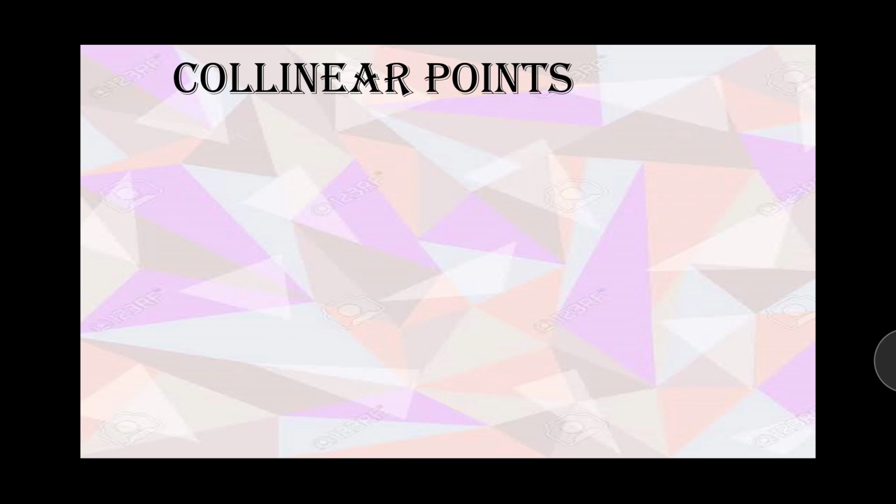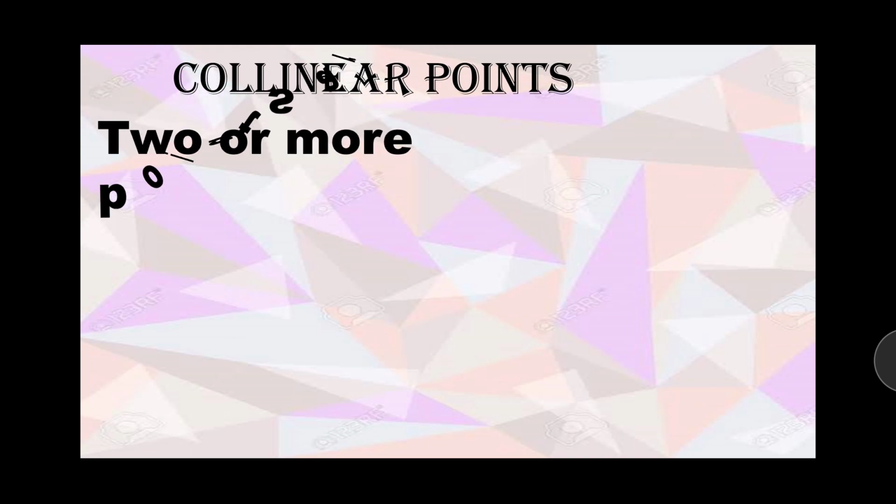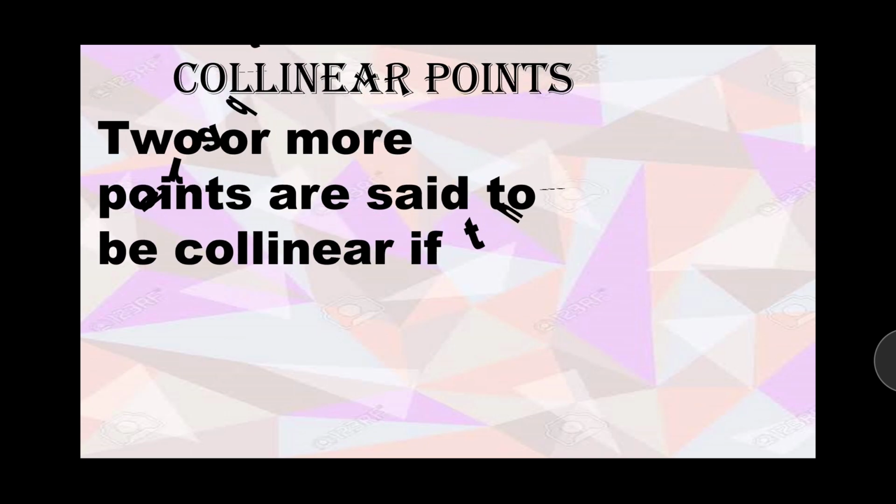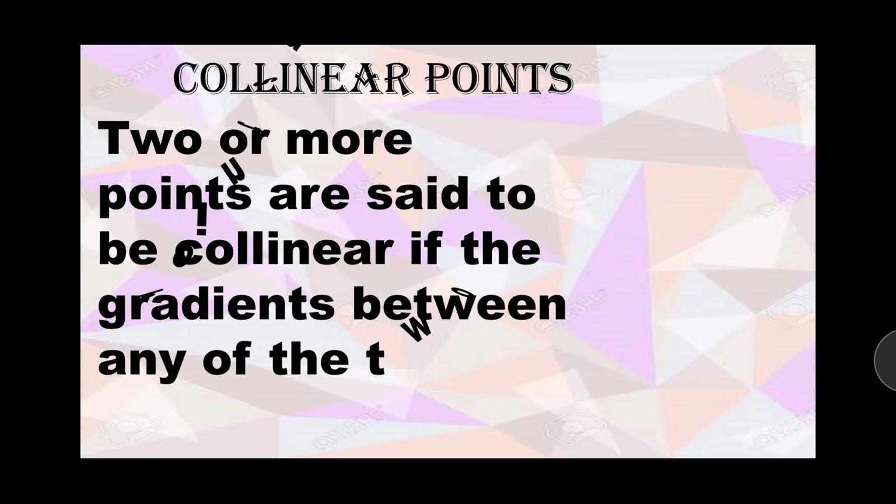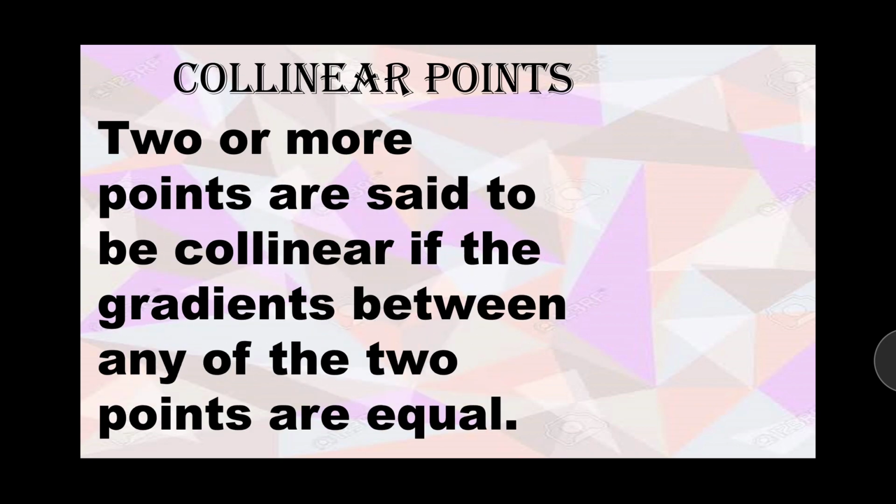Collinear points. What are collinear points? When we say points are collinear, what do we mean? Two or more points are said to be collinear if the gradients between any 2 of the points are equal. Collinear means they fall on the same straight line.